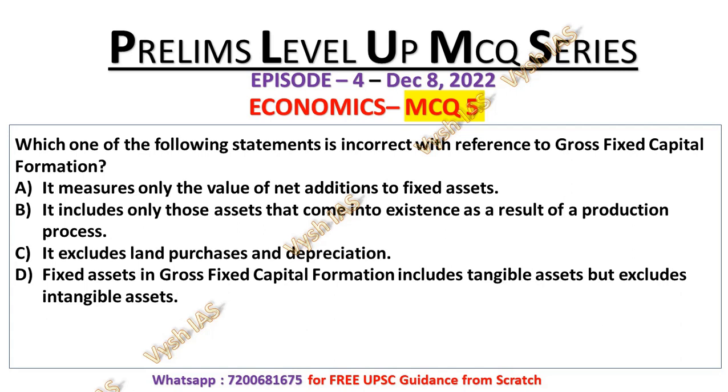You have to find the incorrect statement regarding gross fixed capital formation. So the answer will be option D, which means option D is the incorrect statement regarding gross fixed capital formation. Now we will look at the explanation.